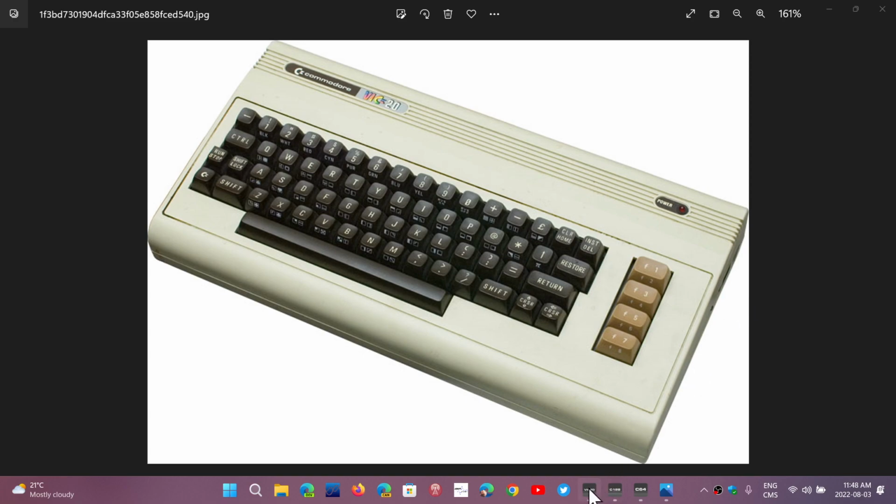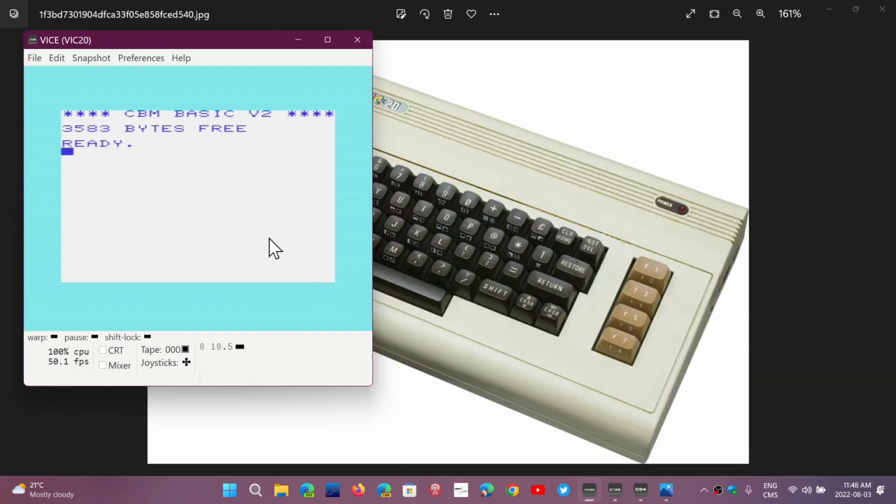Actually, I have a screen. There are, of course, emulators. This is what the screen was like. It had 3.5 kilobytes of RAM available for programs. I played games with this, did a lot of stuff with this. This was a computer that I used until about 1985.